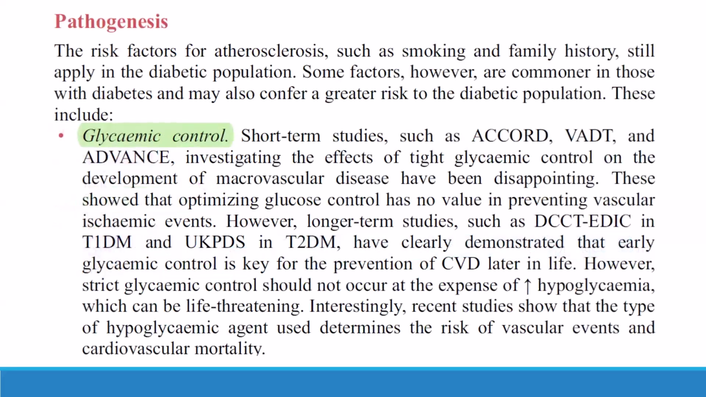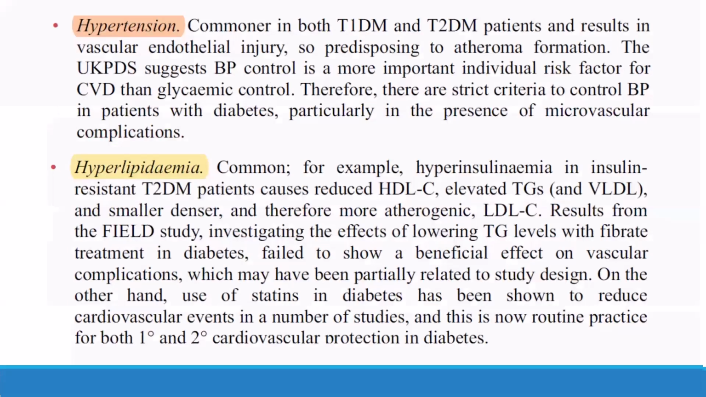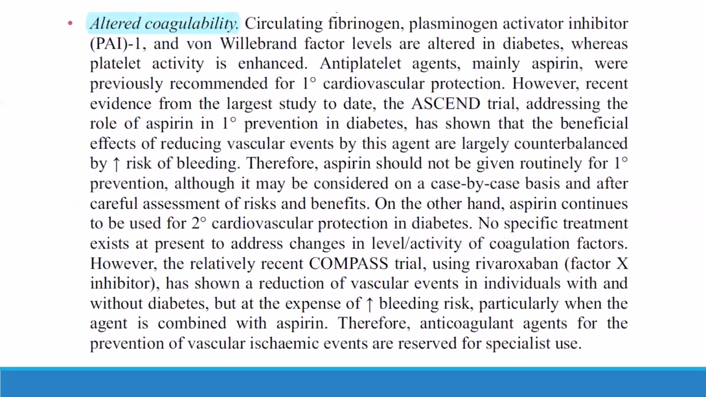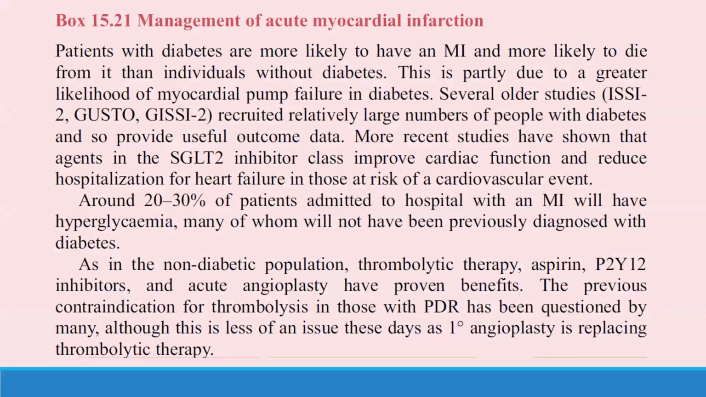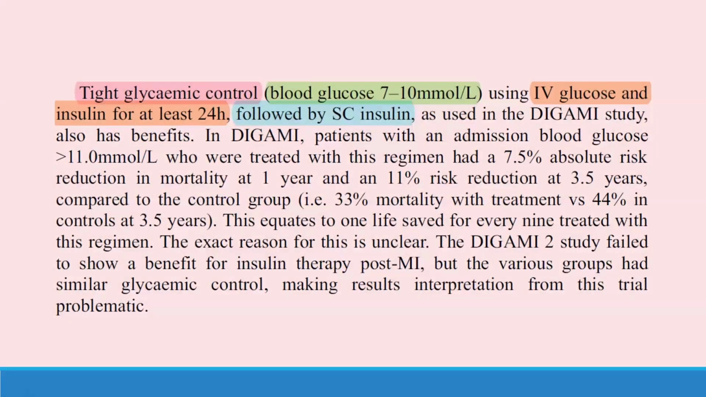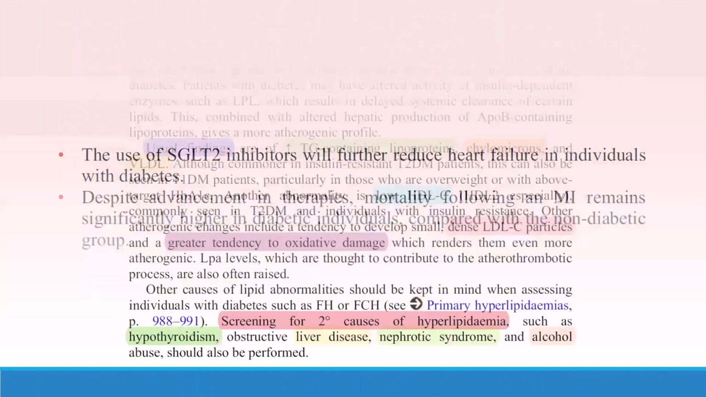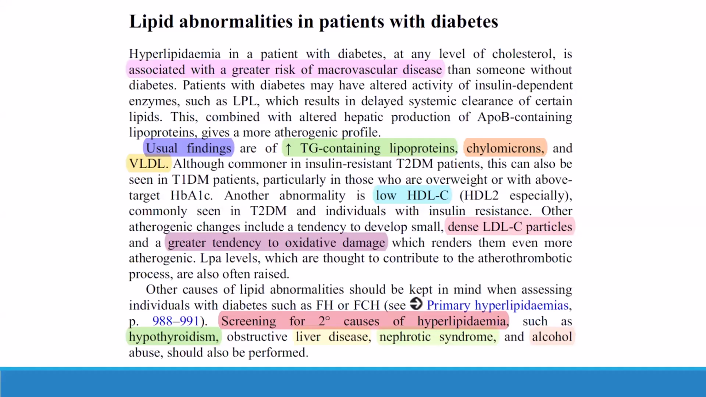And of course, in the pathogenesis of macrovascular complications, glycemic control has a role, along with hypertension, dyslipidemia, obesity, insulin resistance, as I mentioned, and altered coagulability. All of these factors can affect macrovascular complications. And of course, the most important drug to be used nowadays is statin. Lipid abnormality in patients with diabetes is important, and it is associated with a greater risk of macrovascular disease.